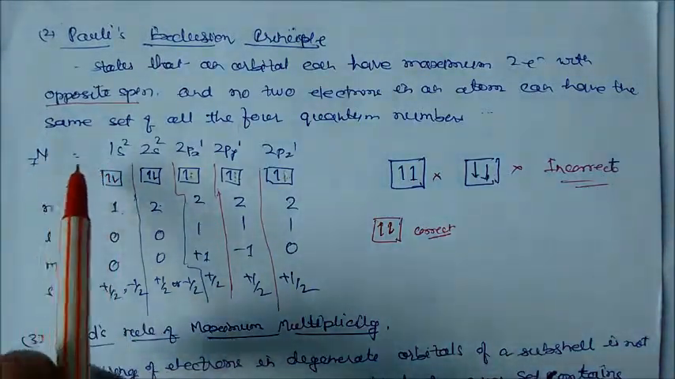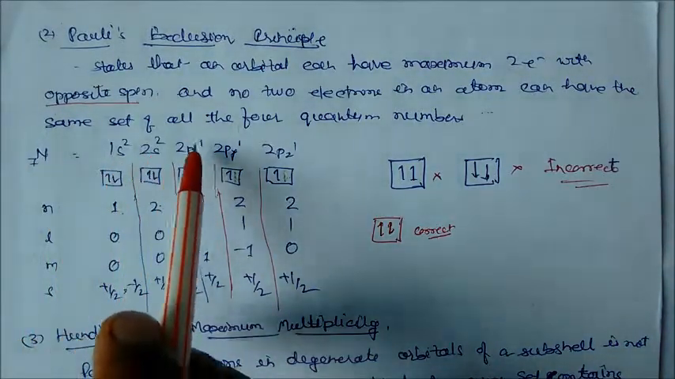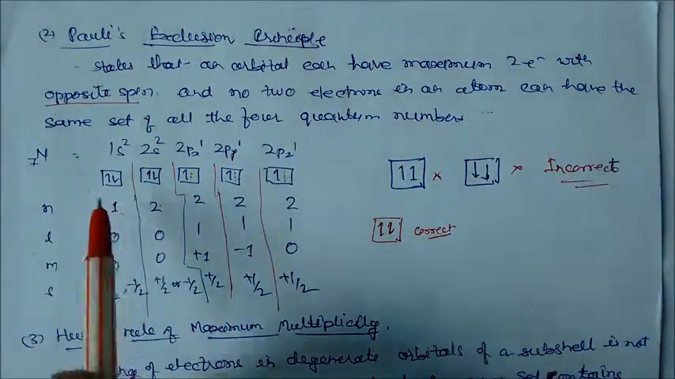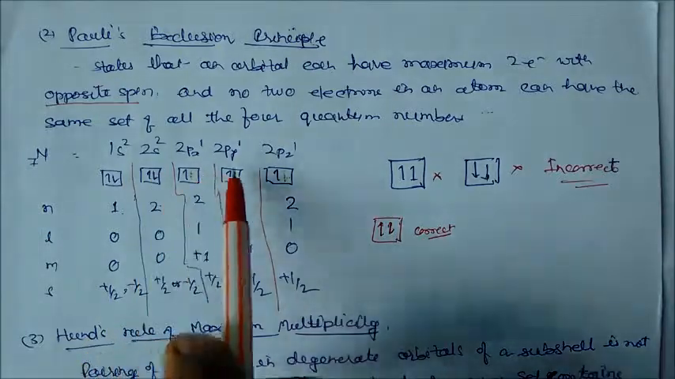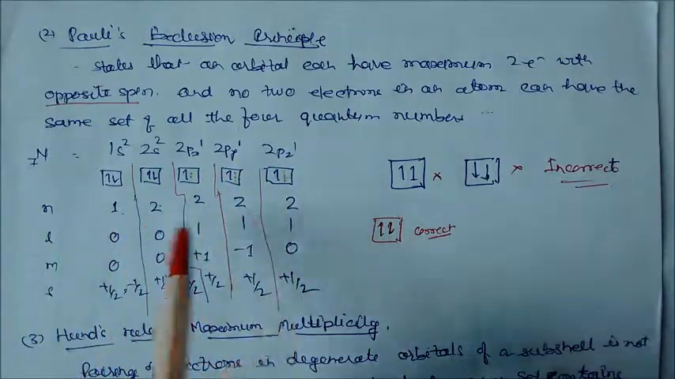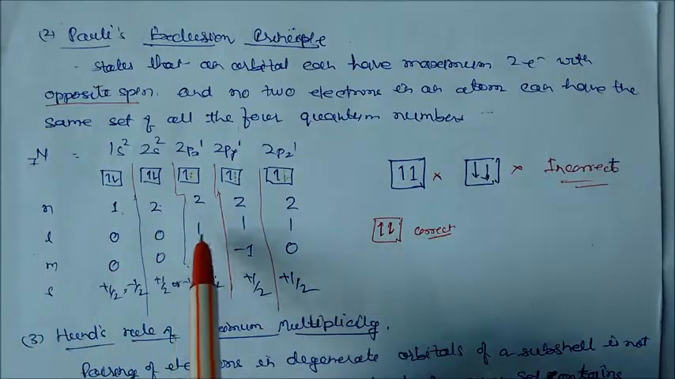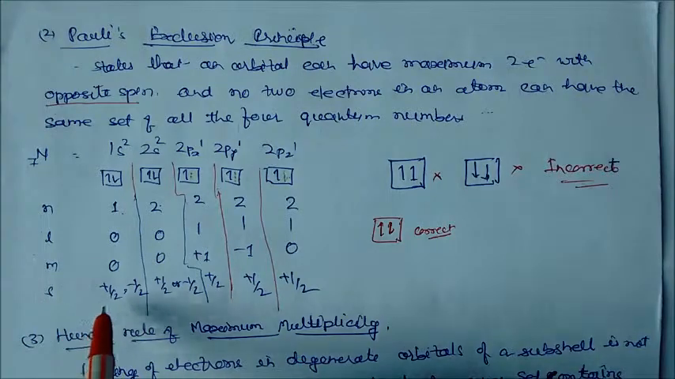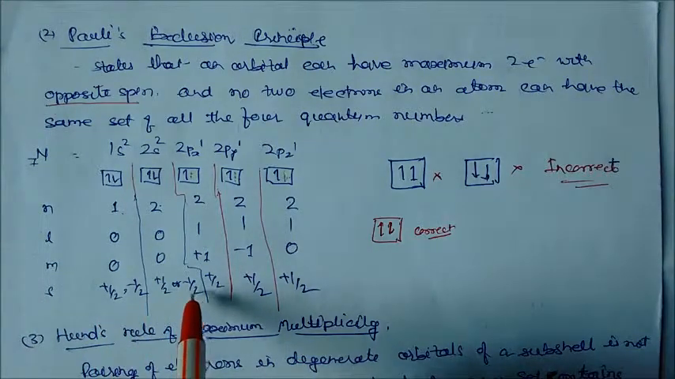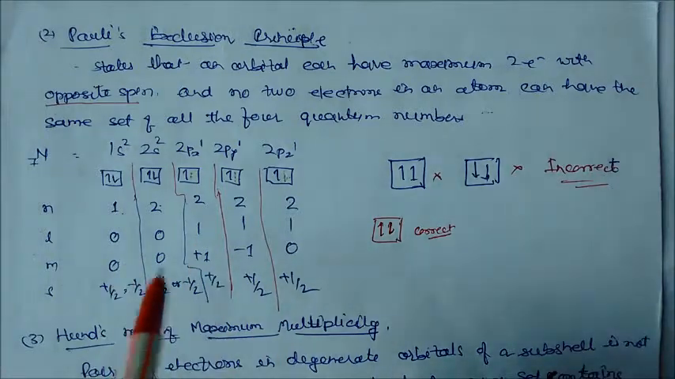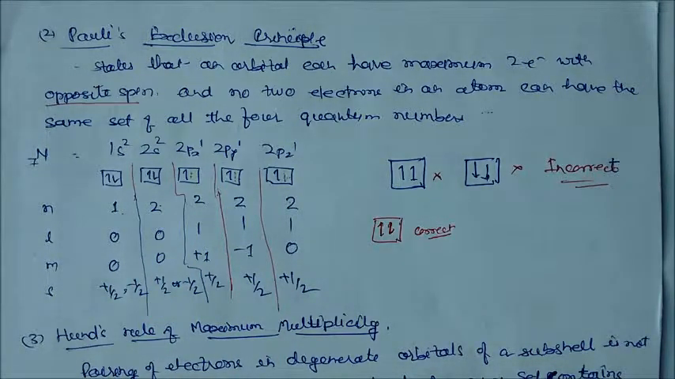Let us see one example. Nitrogen, I have given as an example: 1s2, 2s2, 2px1, 2py1, 2pz1. So the electrons fill like this: 2 electrons, then 1, 1, 1 electron. For n it is 1, 2, 2; l will be 0, 0 for s, and 1, 1, 1 for p; m is plus 1, minus 1, 0; and s will be plus half, minus half. This will be plus half, plus half, plus half, or minus half, minus half, minus half. Anything you can take. This is the way of filling under the Pauli exclusion principle.